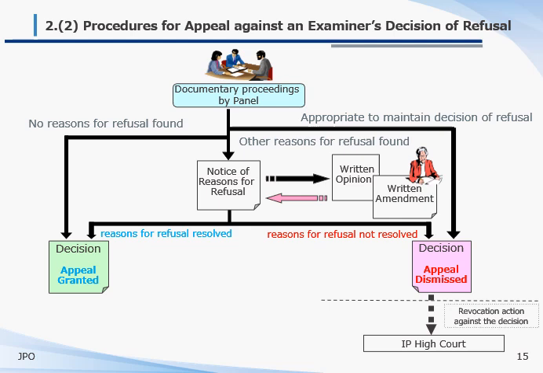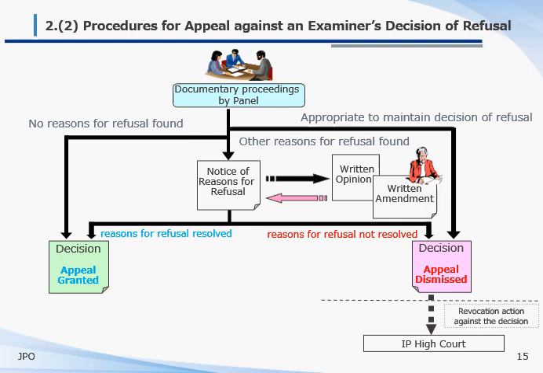The one in the middle indicates a scenario where a panel finds new reasons for refusal which the examiner did not notify. In this scenario, the panel sends reasons for refusal to the demandant, and he or she can submit a written opinion and make amendments. The panel conducts proceedings again for the amended description, claims or drawings.